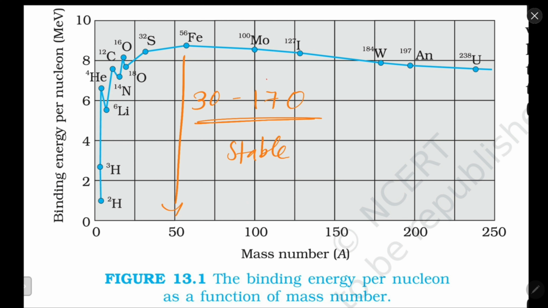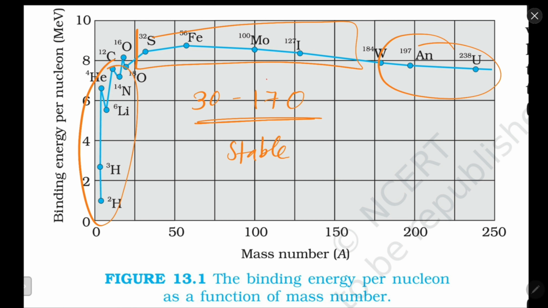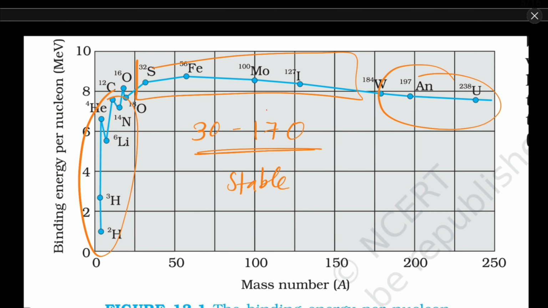What this means is that the elements between 30 and 170 are the most stable elements because they have the highest binding energy per nucleon. As discussed, binding energy should be more, and the other particles are less stable because they have less binding energy per nucleon. So this graph tells us that the atoms having a mass number between 30 and 170 are comparatively more stable.